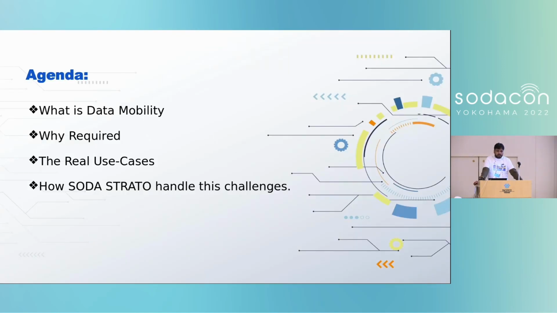So here is the overall agenda. I have the details about data mobility, why we need it, what the actual real use case of data mobility is, and how we are going to solve it using the SODA Foundation projects. The project name is Strato.